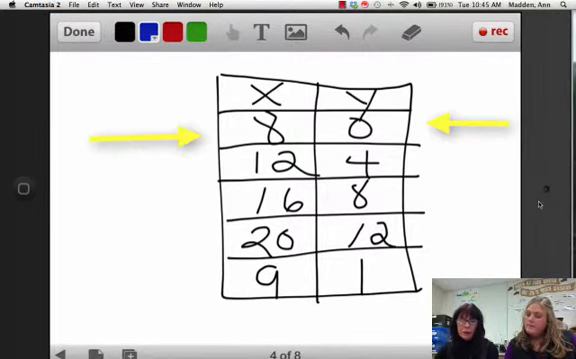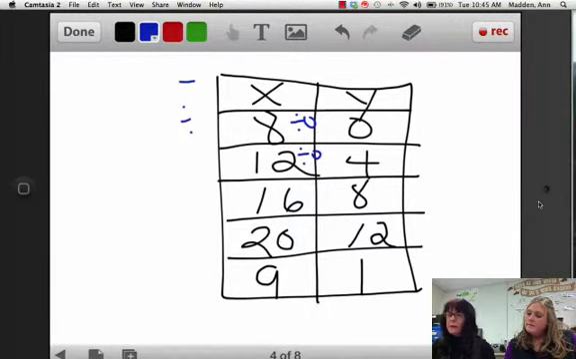Again, I'm going from 8 to 0, which tells me I'm going down. So once again, it's either going to be subtraction or division. So let's get started. 8 divided by 0 is 0. 12 divided by 0 is not 4. Let's go back up here now.